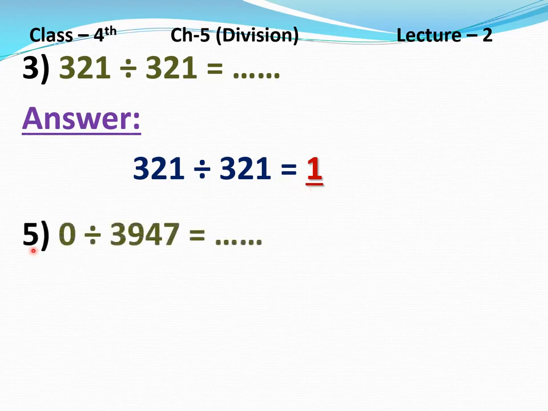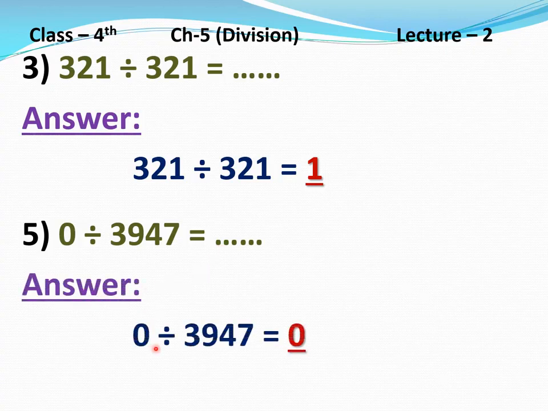Now, fifth question, 0 divide 3947 equal to 0. If you are dividing 0 by any number other than 0, then you will get 0 as the quotient. Clear? Write down answer. 0 divide 3947 equal to 0. Clear?